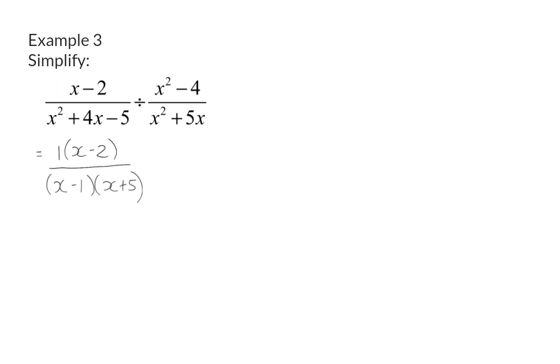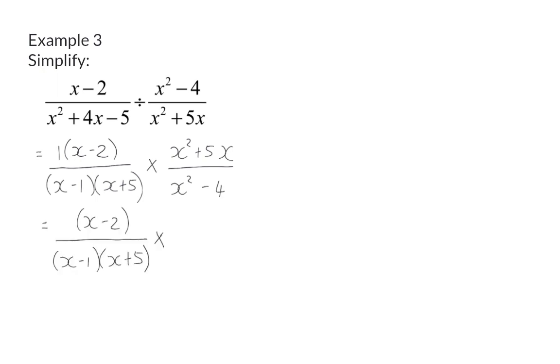Next, I'm reminding you that you can change a division sign into multiplication by writing the reciprocal of the fraction after that. Therefore, the numerator will now be x squared plus 5x, and the denominator will be x squared minus 4. Next, I can now also factorize this second fraction, and in the numerator I will take out a common factor of x, and the denominator is difference between squares.